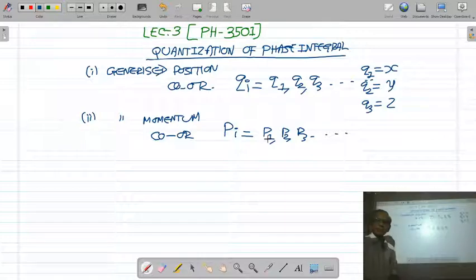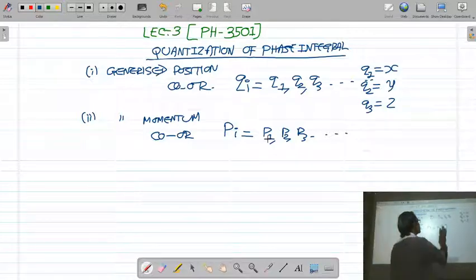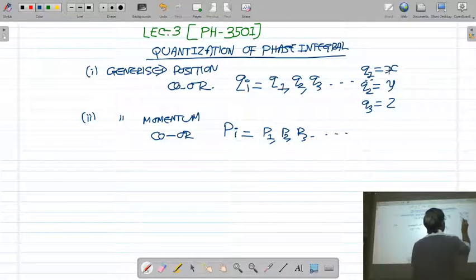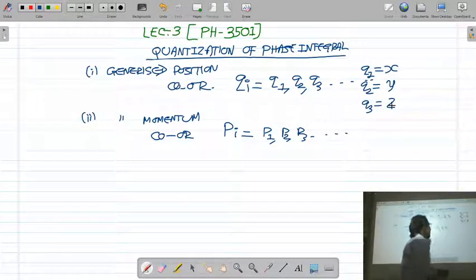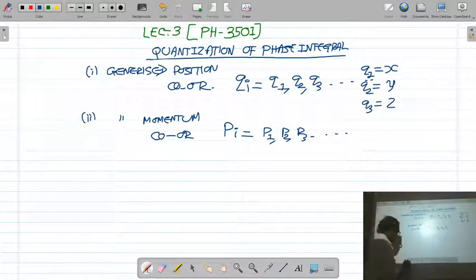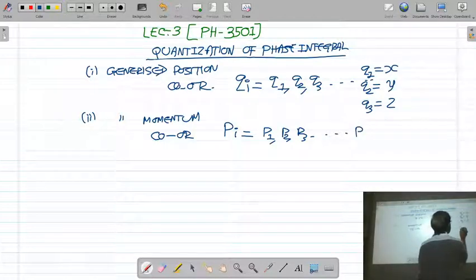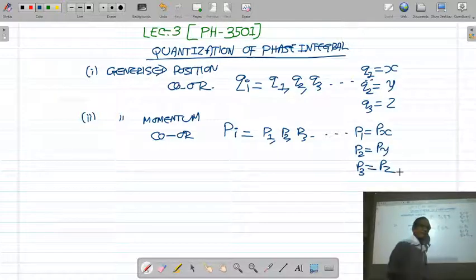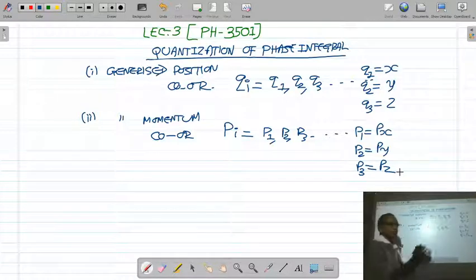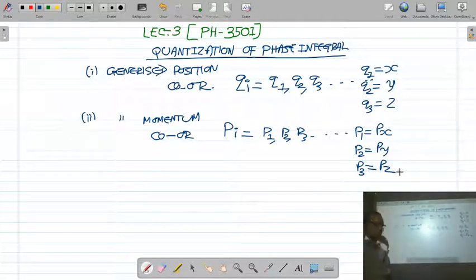If you are working with the Cartesian coordinate system, then the generalized position coordinate Q1 you can take as x, Q2 equal to y, Q3 equal to z, and the corresponding momentum in Cartesian coordinates can be written as: the momentum of the particle in the x direction is px, momentum in the y direction is py, and momentum in the z direction is pz. So I have written this for the Cartesian coordinate system.